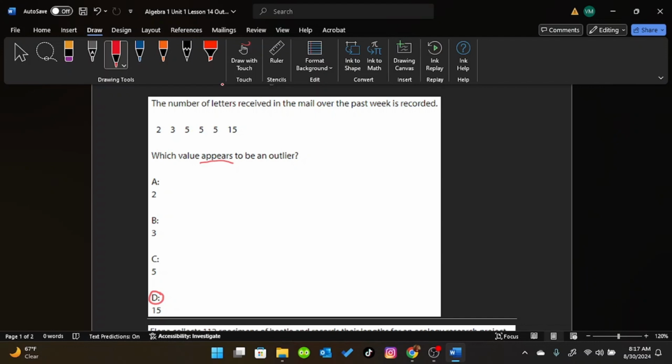They're not actually asking you to calculate the outlier. They're just asking you based on appearance. So they just want to make sure you understand that an outlier is a number that seems to be fairly different from the rest of the numbers.